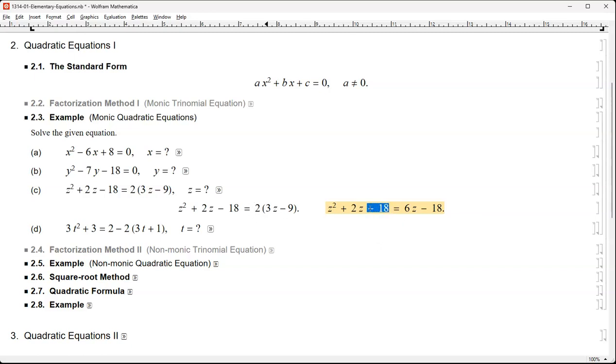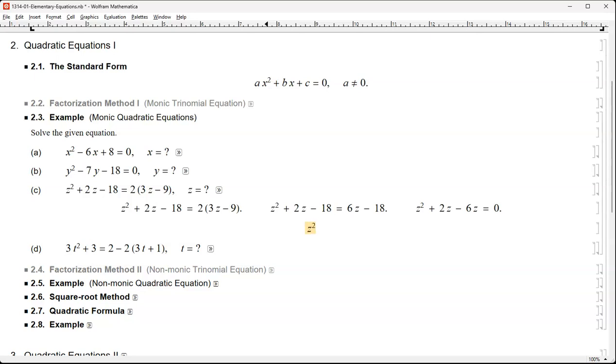Now subtracting negative 18 from both sides, so these will just cancel each other out. Z squared plus 2z minus 6z is equal to 0. Am I doing it right? Z squared and then minus 4z equal to 0. Everything correct? So z times z minus 4 equal to 0. So from the first factor we get z equal to 0, and from the second factor z is 4.